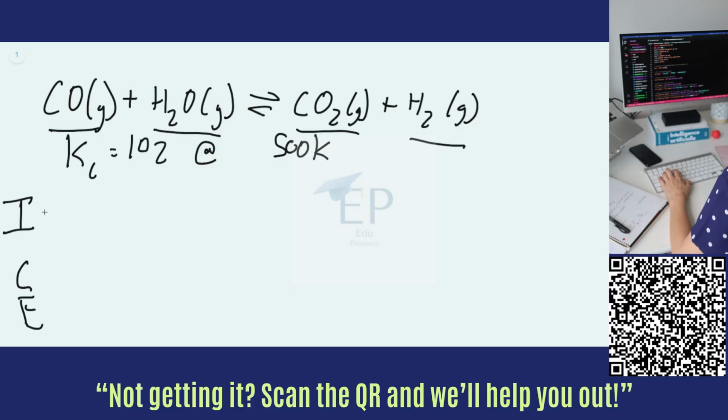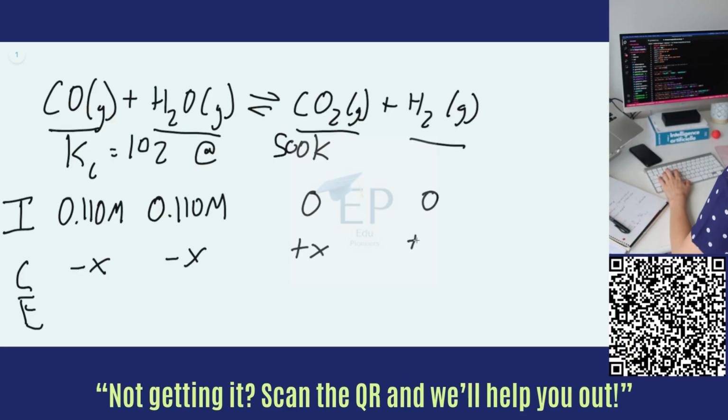So this will be initial, and I'll go across CO, H2O, CO2, and H2. So our initial CO we're given as 0.110 molar. Same with our H2O. And then we have 0 of our products. Our change here is just going to be minus X, and our change here is plus X. And so our equilibrium is going to be 0.110 minus X for our reactants and X for our products.